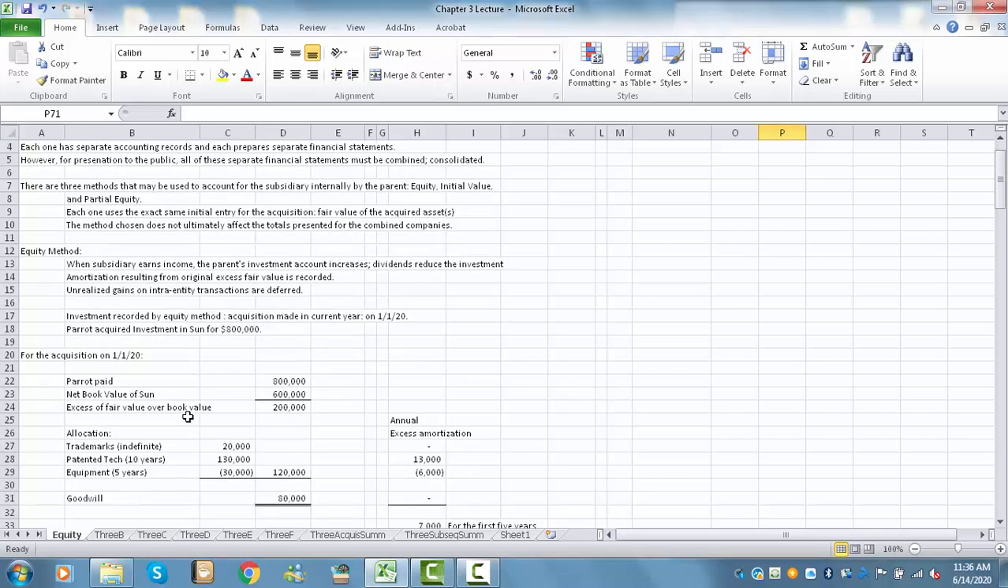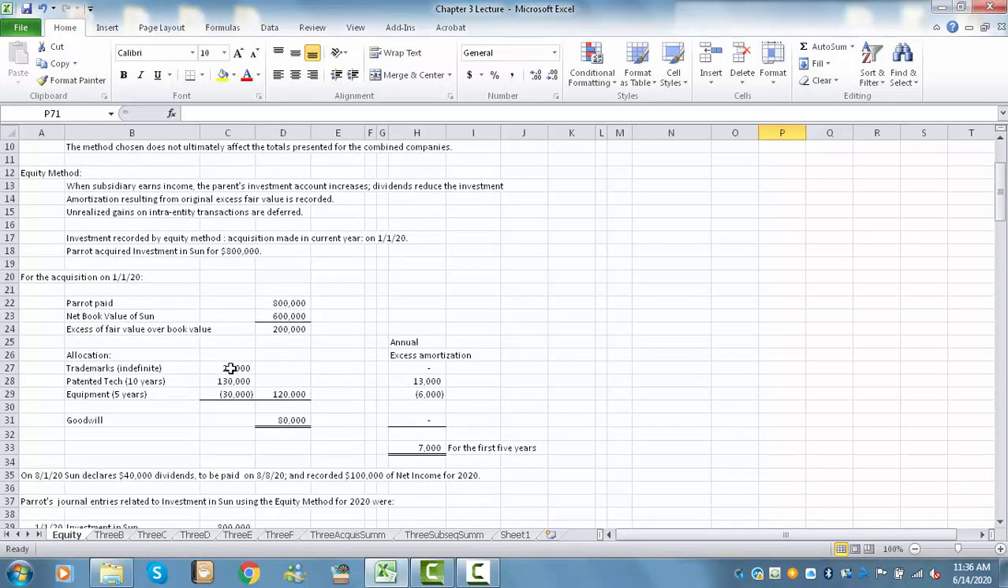They acquired this on January 1st. They paid $800,000 for $600,000 book value of Sun. They allocated excess value: trademarks were undervalued, patents were undervalued, and equipment was undervalued. The trademarks had an indefinite life, patents had a 10-year life remaining, and equipment had a 5-year life remaining. So the equipment was overvalued. But the total was $120,000 here. They paid $200,000, so the remaining $80,000 is not identifiable, and therefore it's goodwill.